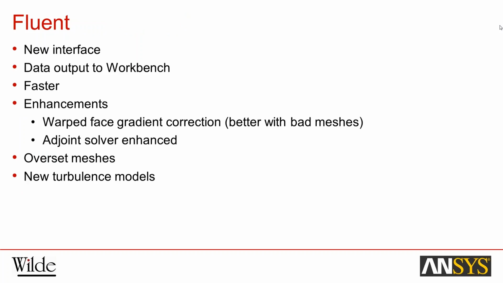Right, FLUENT. The most visual change at the moment is that there's a new interface. Other changes include data output to Workbench. There are more options for monitoring solutions and even visualization within Workbench rather than actually through the FLUENT interface. It's faster, particularly with high performance computing, but with a number of other enhancements as well, which we'll touch on briefly. These include the warped-face gradient correction method, which is a way of dealing with poor meshes. There are enhancements to the adjoint solver, which we'll also briefly discuss, overset meshes and new turbulence models. And there are a number of other things which we will mention briefly as we go on.